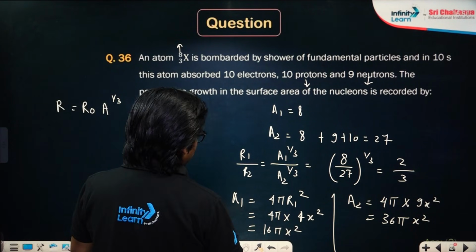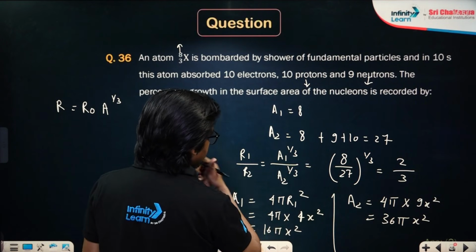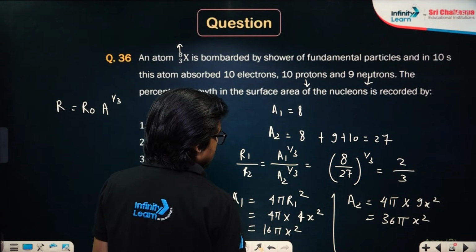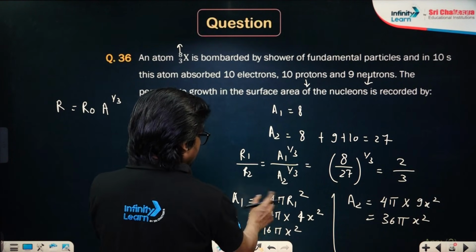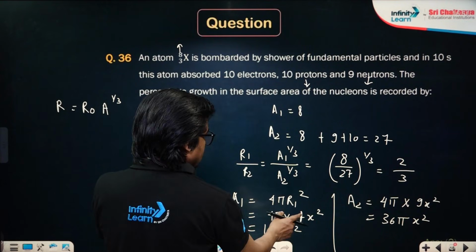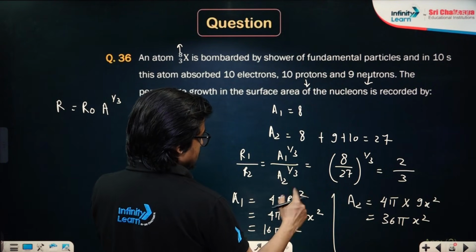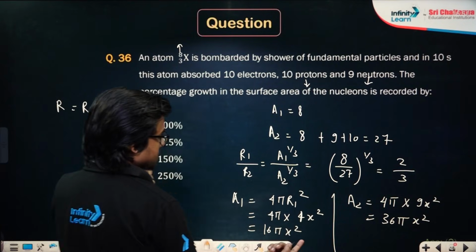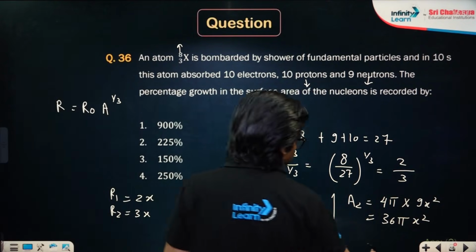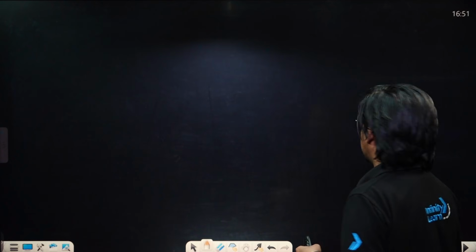36. Okay, R1, 2. This is correct. This is also correct. 3. 2 by 3. Then 4 pi R1 square I took. 4x square, 16 pi x square. Then 9x square. Okay, 3 square of 3x. 36 pi square. That increase, that growth in the area.